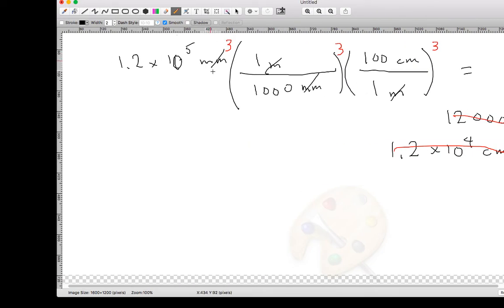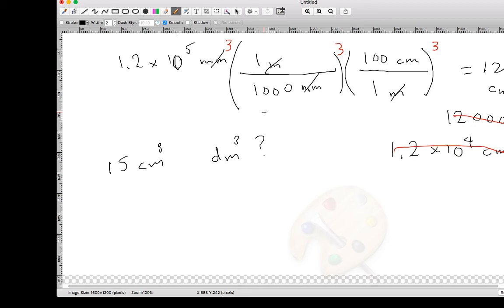The answer here is 120. 120 what? It's centimeters cubed. Okay, watch out for that. You can make sample problems for yourself. You just give yourself some cubic thing. So you say, let's say I have 15 centimeters cubed. How many decimeters cubed would that be? You can just make that problem up for yourself.